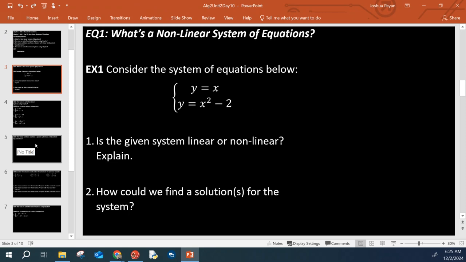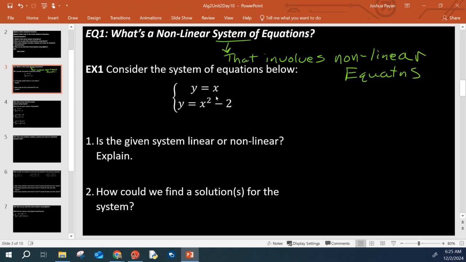Anyway, let's answer that question. What is a nonlinear system of equations? Well, basically, it's a system of equations that involves nonlinear equations. And I circled this for a reason. Here we've got a linear equation, but we also have a nonlinear equation. So obviously, this system would be nonlinear.